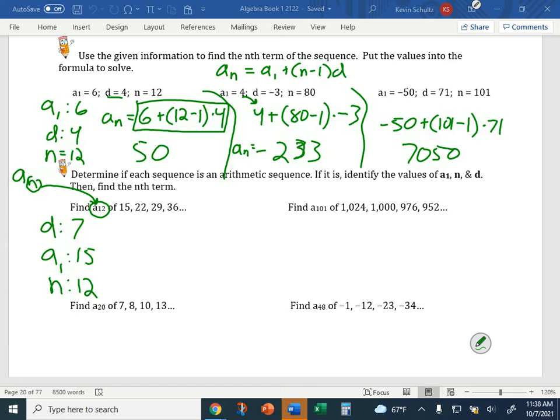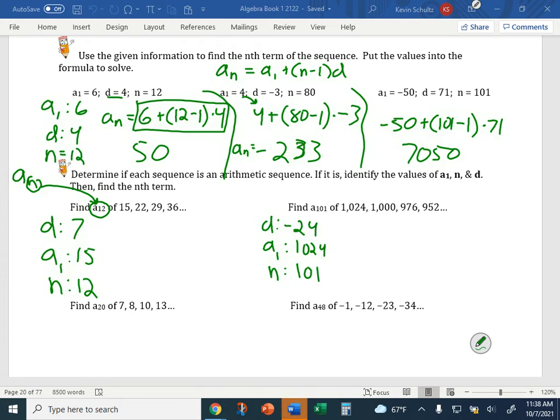Lila? Yes. Right. You're subtracting 24. So our D is going to be a negative 24. That represents we're subtracting here. Our first term, what do we start with? 1,024. And what number term in the sequence are we looking for? What's our N, John? 101.